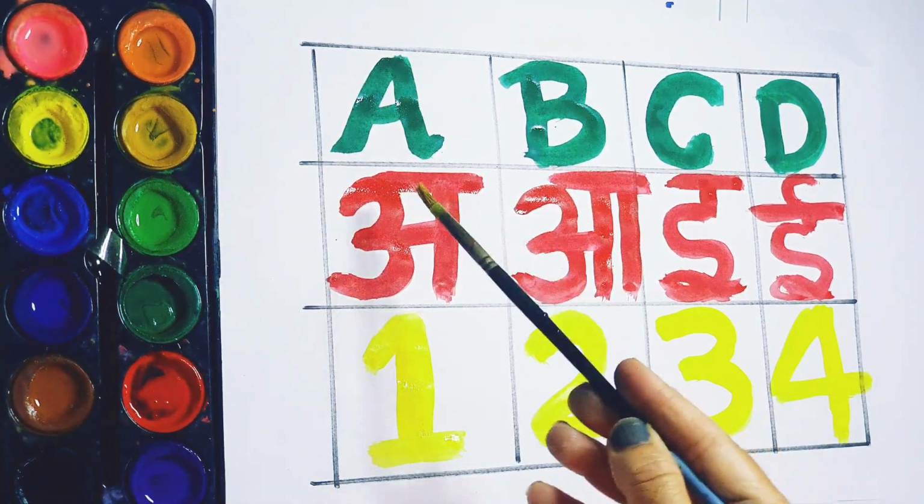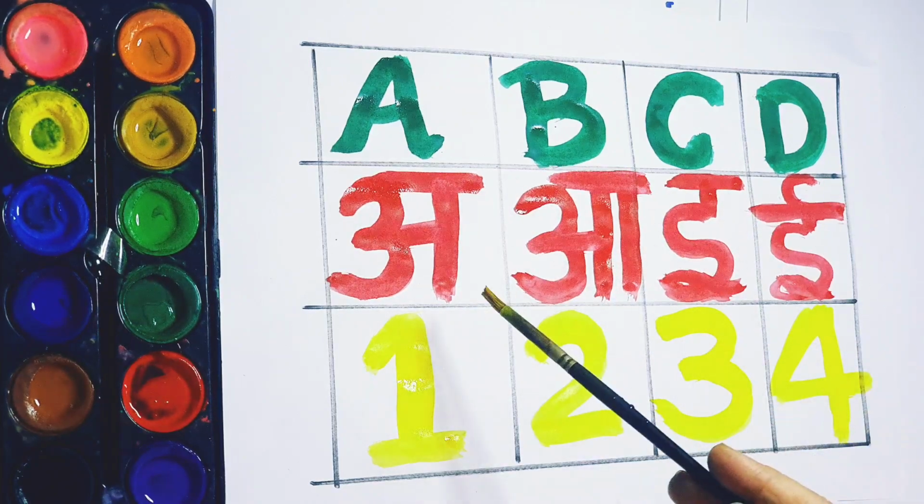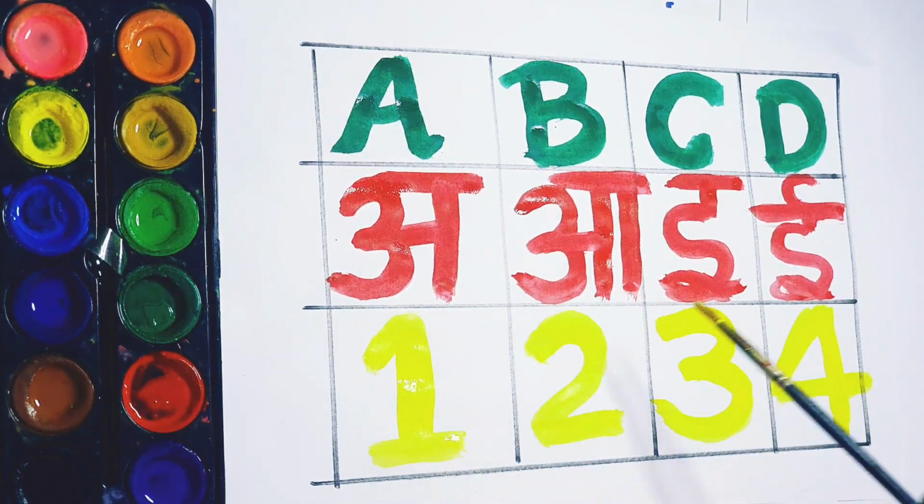We learn A, B, C, D, ae-se-anar, aa-se-aam, choti se imli, badi se ik, 1, 2, 3, 4.